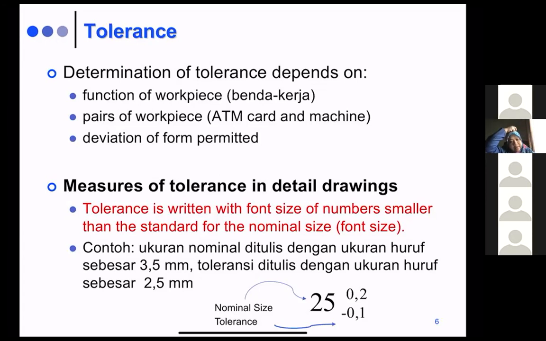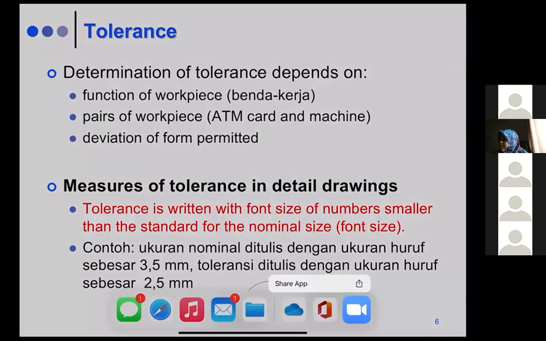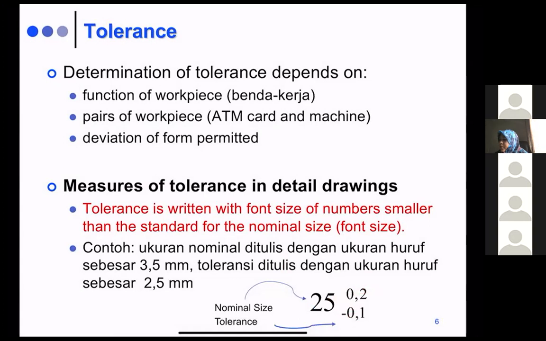For example, in this one, the tolerance is written with a font size smaller than the standard for the nominal size. For example, this number is 25, and you have to check whether it is 25 millimeters or 25 inches. I think it's millimeters. Then you have to see that the upper one is the higher tolerance, and the lower one is the lower tolerance.